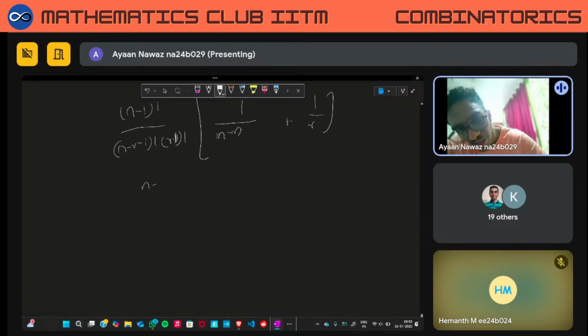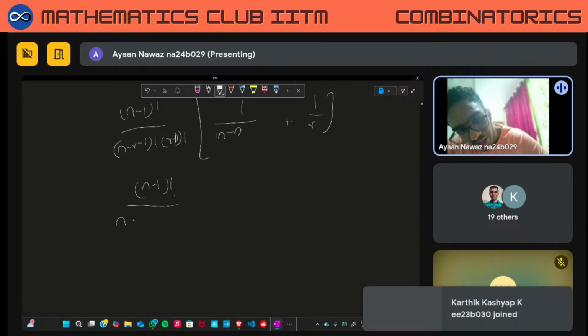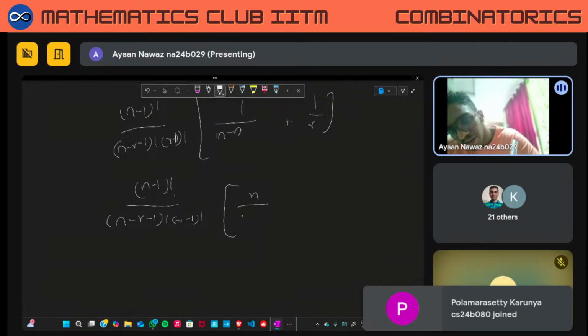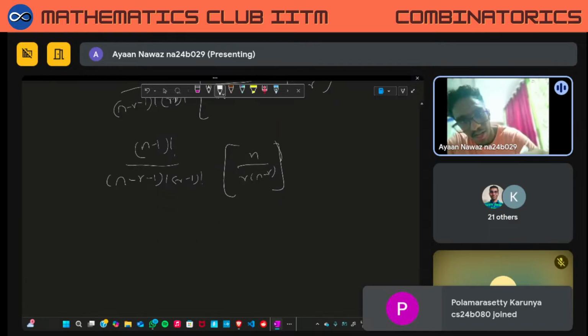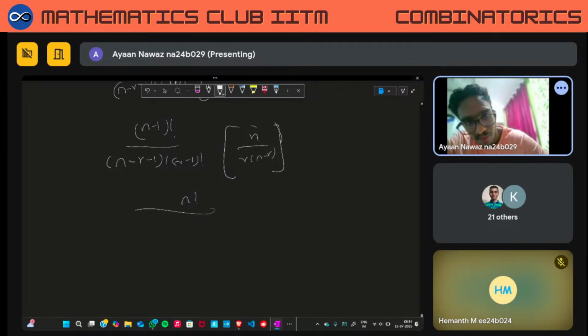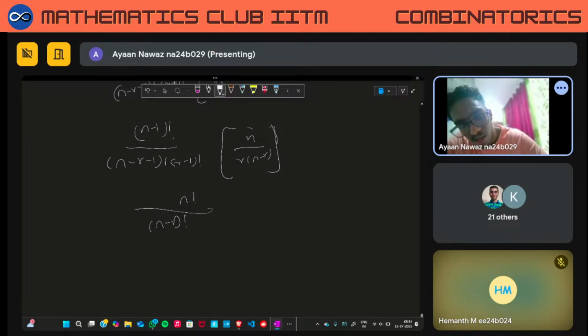That will give us n minus 1 factorial divided by n minus r minus 1 factorial into r minus 1 factorial, times r plus n minus r, which is n, divided by r into n minus r. Right? So n into n minus 1 factorial is n factorial, divided by n minus r factorial into r factorial. So that is nCr.